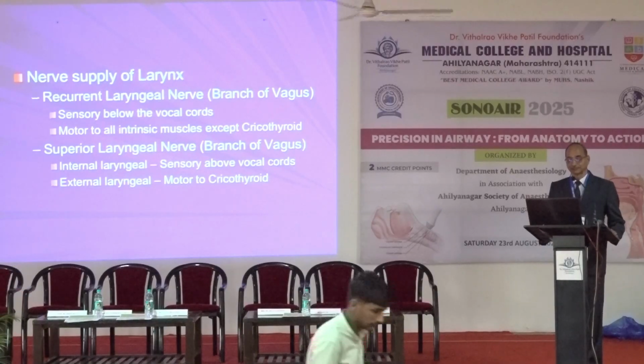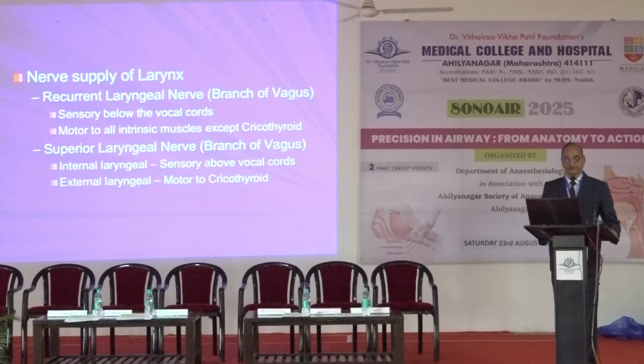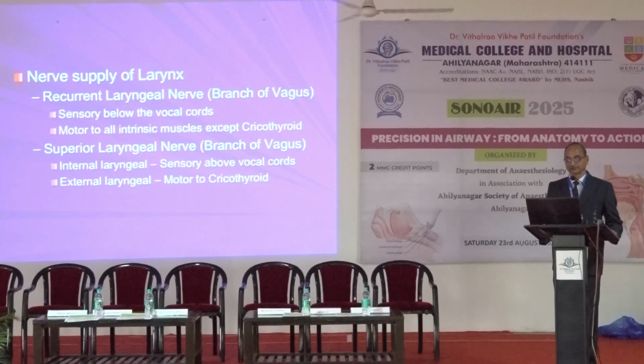Now, what is the nerve supply of the larynx? This is very important. You have the recurrent laryngeal nerve, which is the branch of the vagus, which is sensory below the vocal cords and motor to all the intrinsic muscles of the larynx except the cricothyroid. Then you have the superior laryngeal nerve, again a branch of the vagus. It has the internal laryngeal, which is sensory above the vocal cords, and the external laryngeal, which is motor to the cricothyroid.